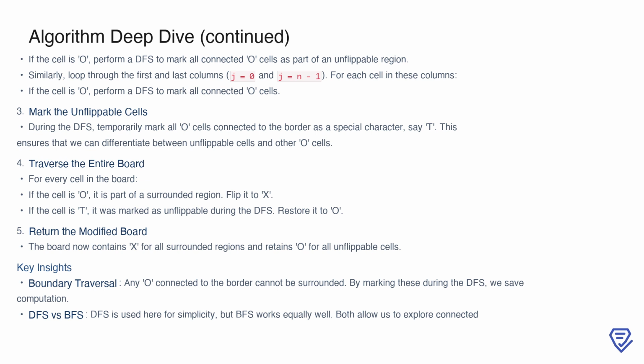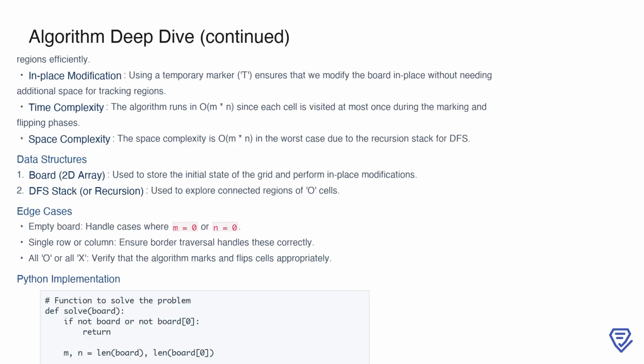remain as O. This approach leverages the fact that any O connected to the border cannot be surrounded, saving unnecessary computation and ensuring correctness. Additionally, this algorithm is implemented in place, meaning it operates directly on the board without requiring extra space for a separate data structure to track visited cells. The temporary marker T helps achieve this by allowing us to differentiate unflippable O cells from others.